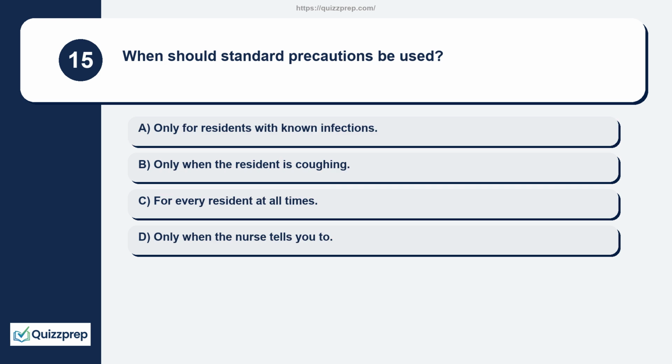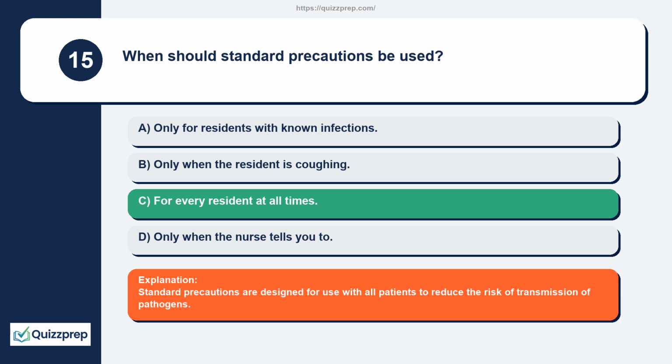Question 15. When should standard precautions be used? Only for residents with known infections. Only when the resident is coughing. For every resident at all times. Only when the nurse tells you to. Standard precautions are designed for use with all patients to reduce the risk of transmission of pathogens.